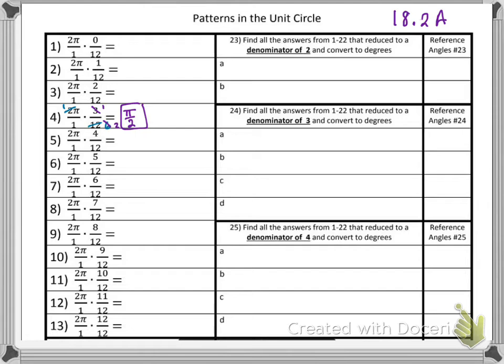Let's do another one, another even one. Let's look at number 8. I'm going to cross cancel again. 2 goes in there once, 2 goes in there 6 times. I'm not going to reduce any more than that. So the top is 7 pi, bottom is 6. 7 pi over 6.